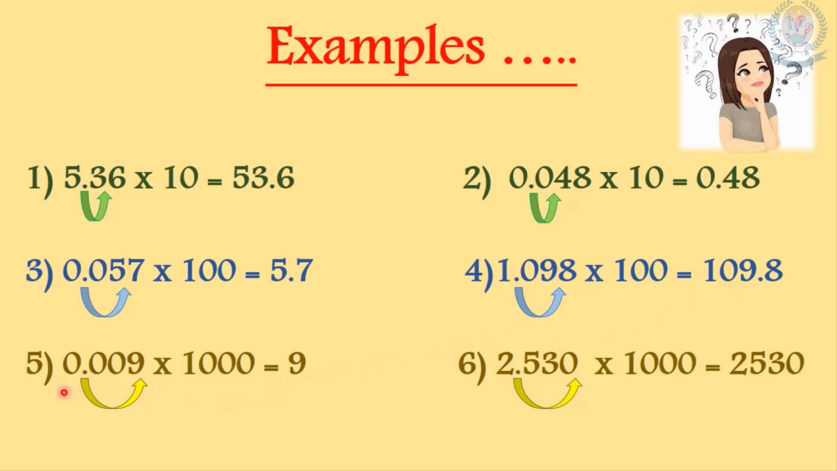Fifth example, 0.009 times 1000. Here we have to multiply by 1000. That means we have to move the decimal place to right hand side by 3 digits. Then the answer is 9. Last one, 2.530 times 1000. Here also we have to multiply by 1000. Now the decimal place is in between 2 and 5. So we have to take the decimal place to right hand side by 3 digits. Then the answer is 2530.